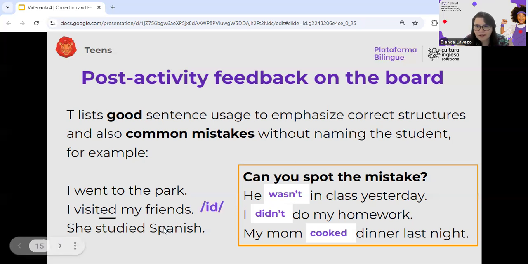Excellent. So it goes like the last one. How do you say it? I studied. So the sound is a D. I studied. So she studied Spanish.